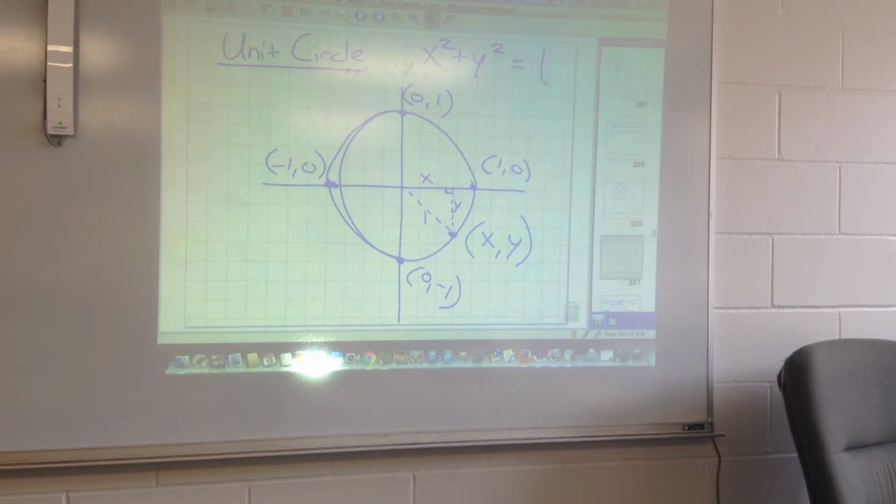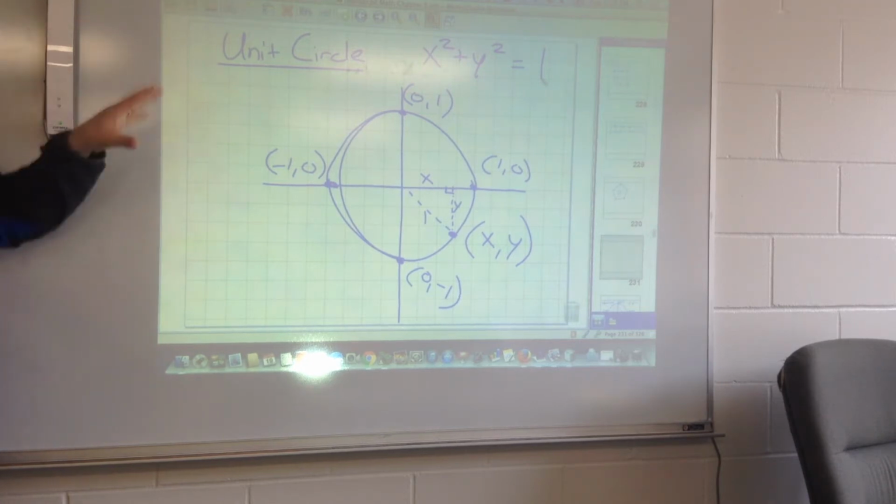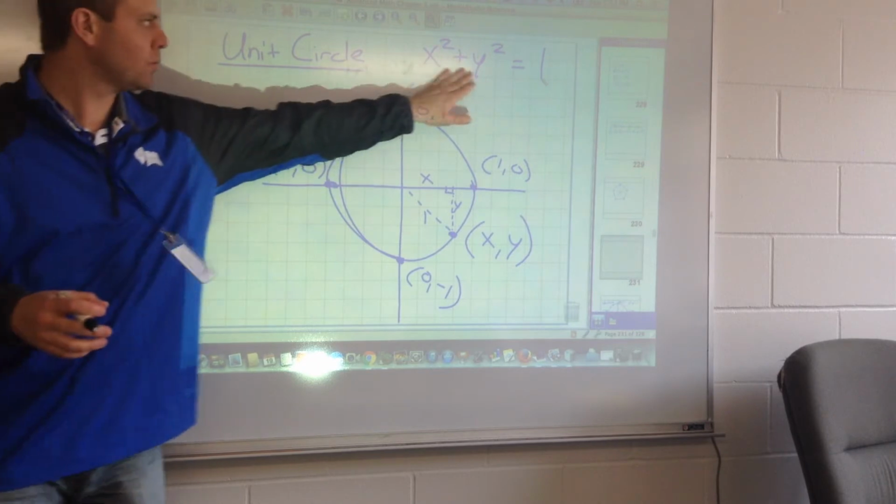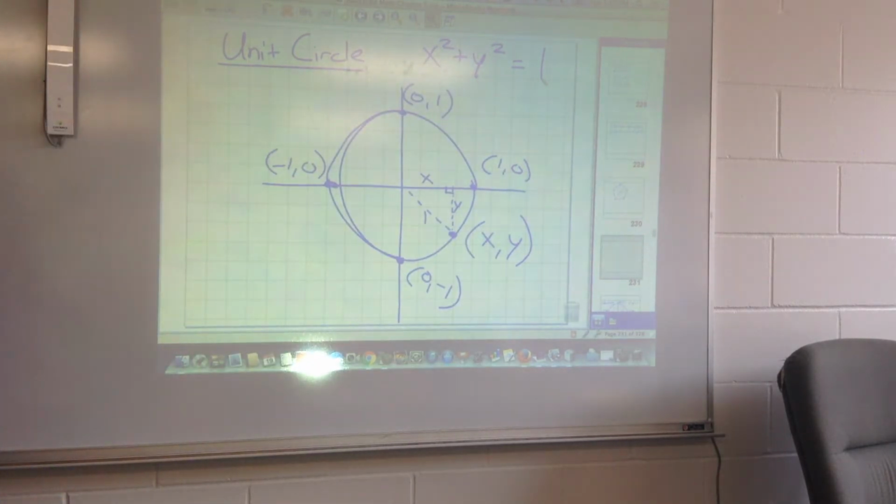Now, obviously, there's a lot of other circles. We can't just have all of these circles. They have a radius of 1. They're centered nicely at the origin. Okay? But the unit circle is x squared plus y squared equals 1. Okay?